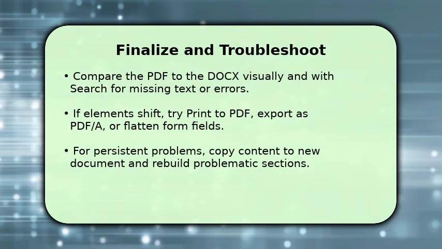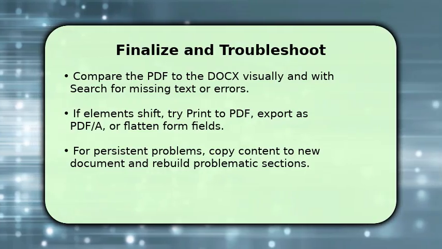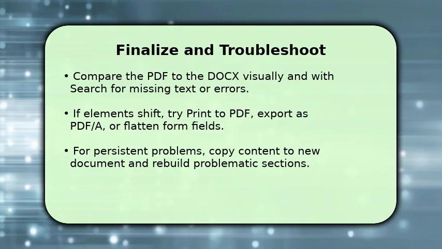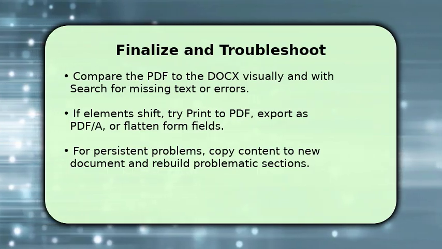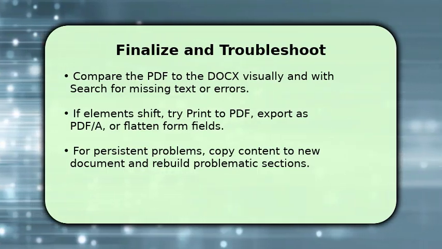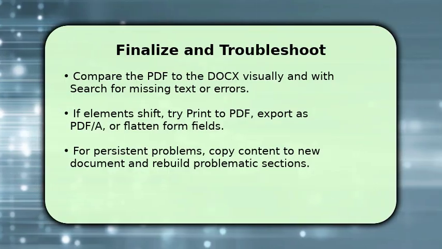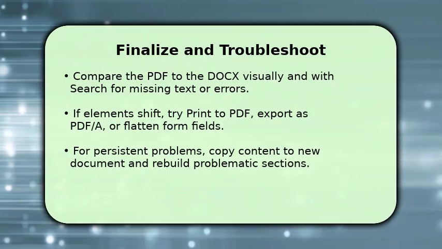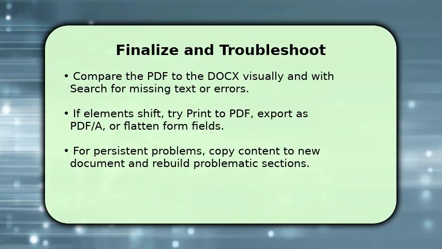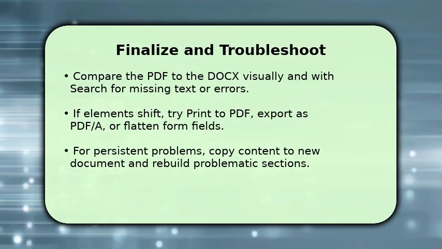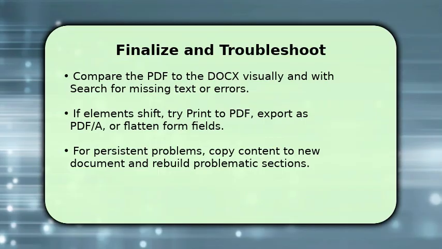You finish by producing the final PDF and doing a careful comparison to the original docx. Check headings, page numbers, links, and embedded media. If something shifts, try print to PDF or export as PDF/A to lock rendering and flatten interactive fields so form controls don't move. Make sure hyperlinks and bookmarks work.